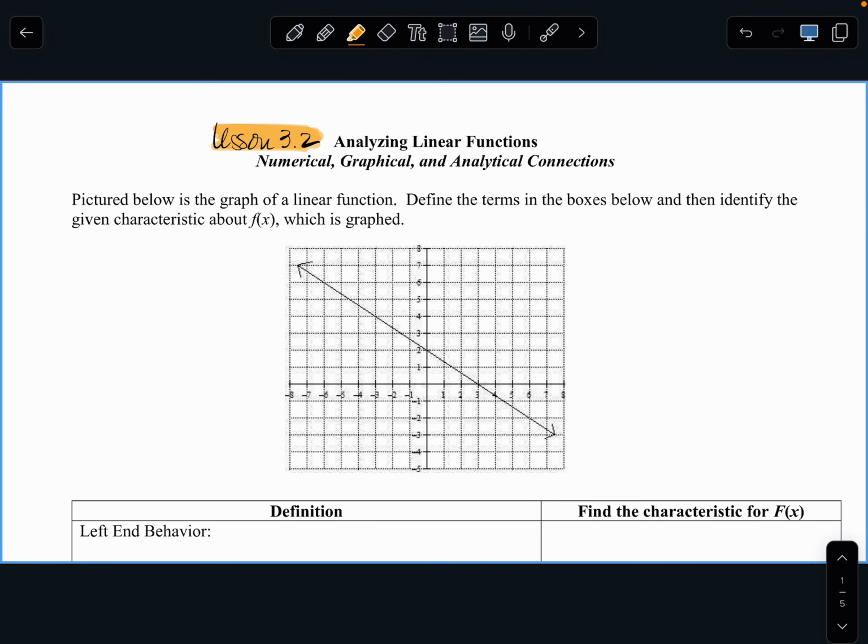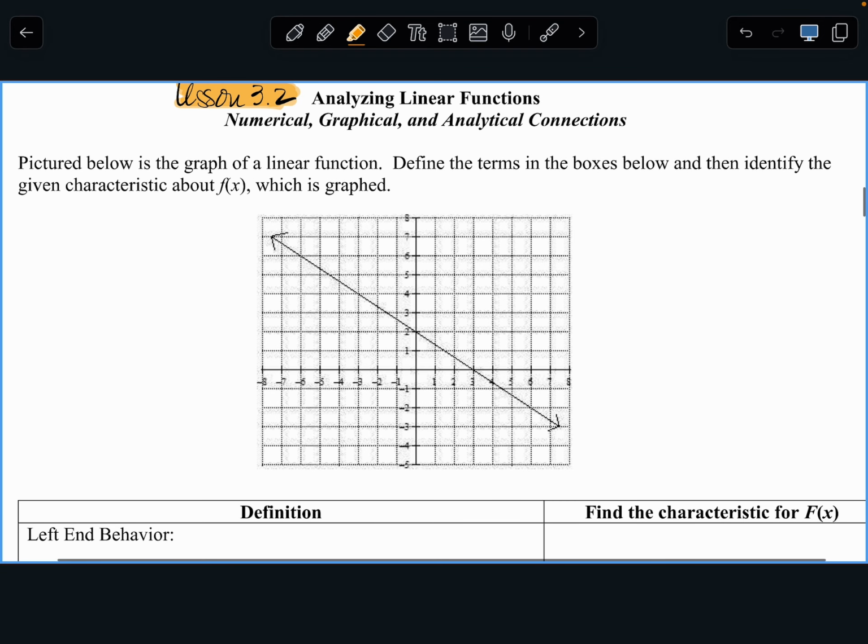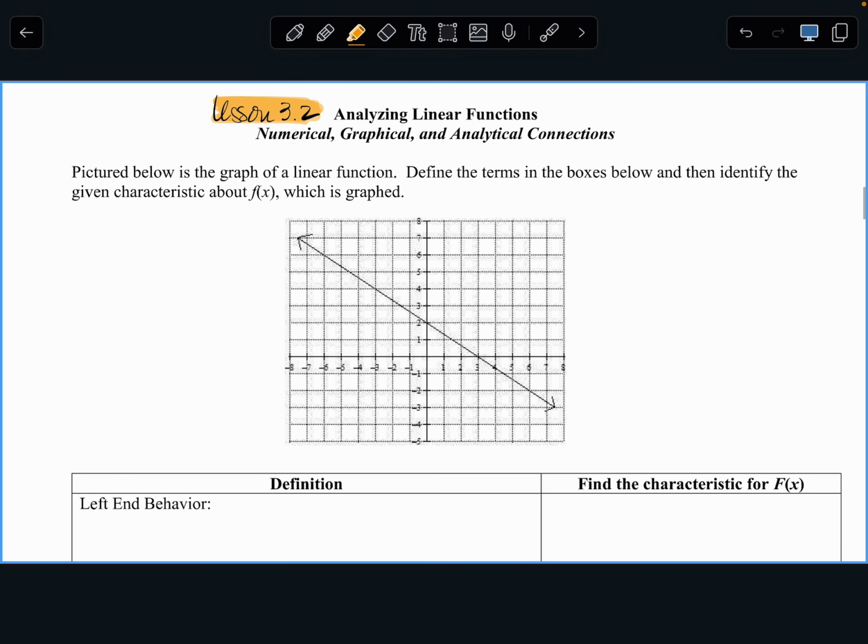All right, so let's move on to lesson 3.2, where we are going to actually analyze our linear functions. So now we're going to take a lot of that information that we learned in Unit 2 and apply it here, and we're going to learn a few new things also. So pictured below is the graph of a linear function. We're going to define the terms that are in the boxes below and then identify the given characteristics about f of x, which is graphed.